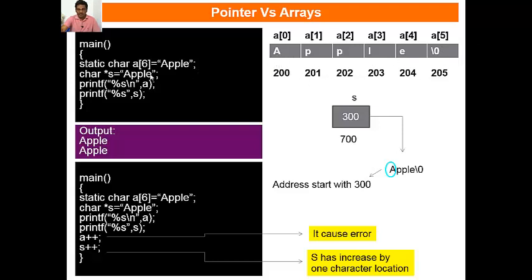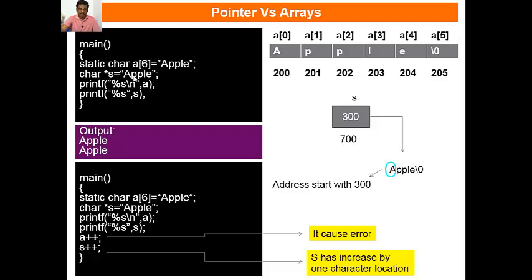This is the memory mapping for that array. Apple is stored in a of 0, a of 1, a of 2, because it is a character location, so each takes only 1 byte: 200, 201, 202 and so on. At the time of declaration, backslash 0 is the last character, because it is a string terminator. So this is apple, and this is the address.